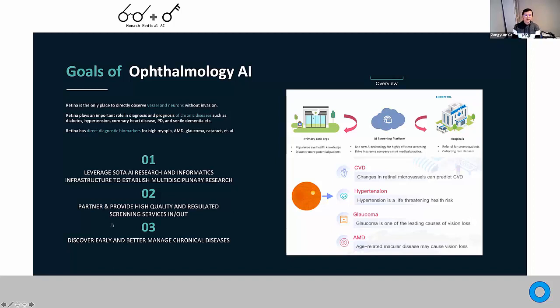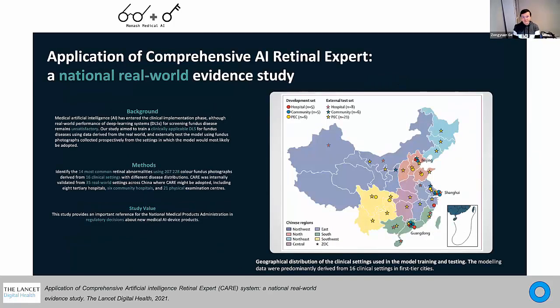And the last part would be to discover early and better manage chronic diseases inside the community, because many healthcare economists these days have already proven that preventive medicine, versus treatment medicine, can actually save lots of financial budget from healthcare spending.